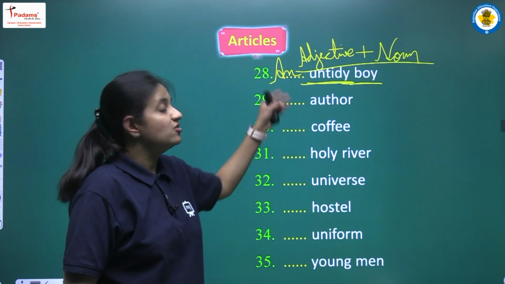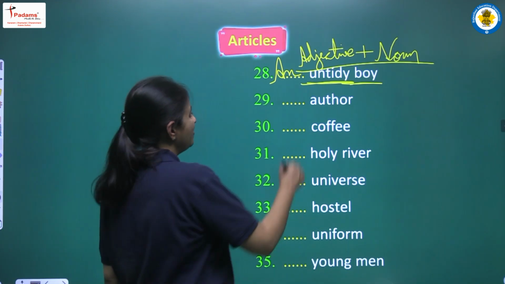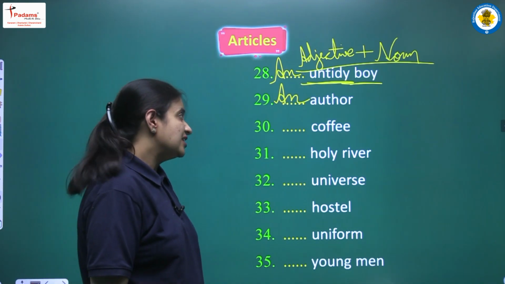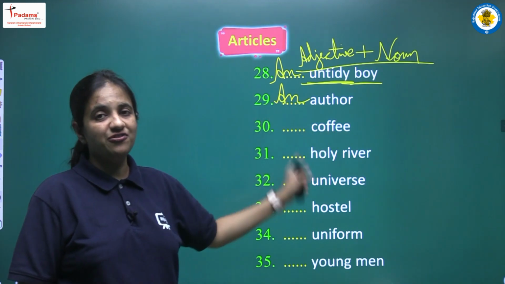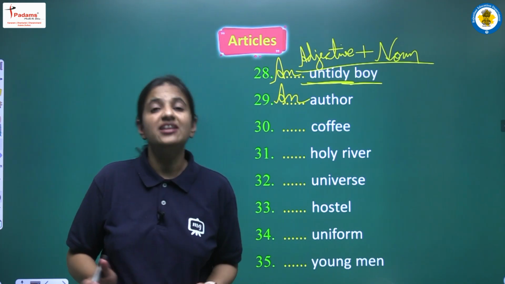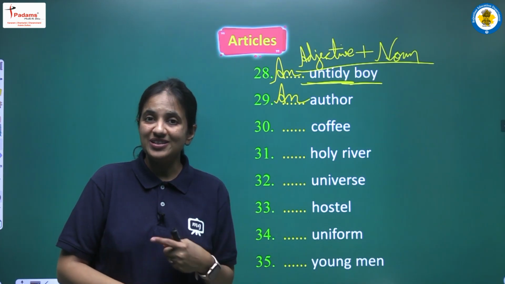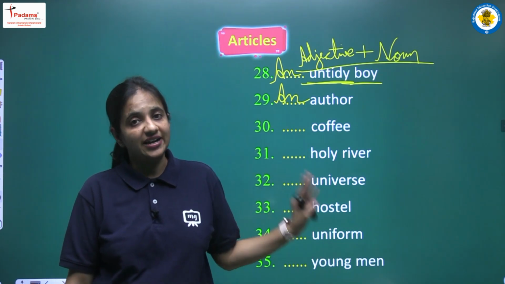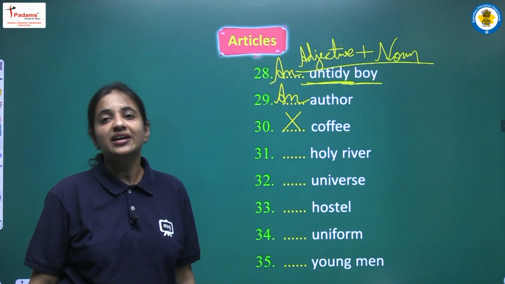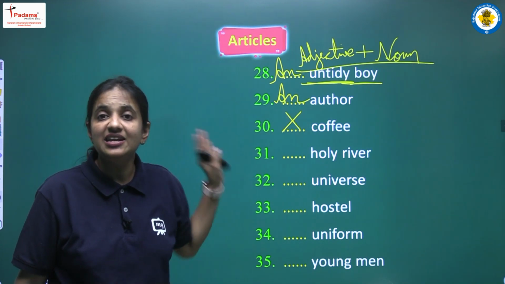Alright. Next is author. So for author, the beginning sound is a vowel sound. So for that we are having N here. So it will be an author. Next we are having coffee. So again coffee, is it a countable or uncountable noun? Coffee, we cannot count coffee, right? Because coffee again it's a kind of liquid. So this is uncountable noun, and because of this reason in this blank we cannot use articles, we cannot use a or an, and this is the reason we have to put one cross mark here before coffee, because coffee is in the category of uncountable nouns.